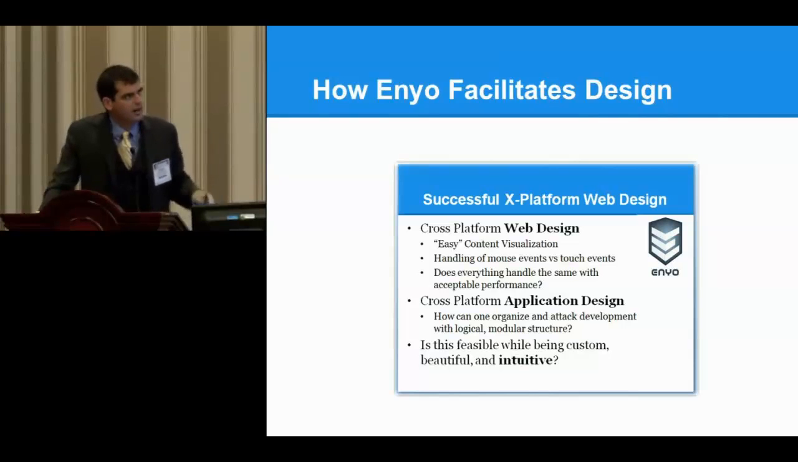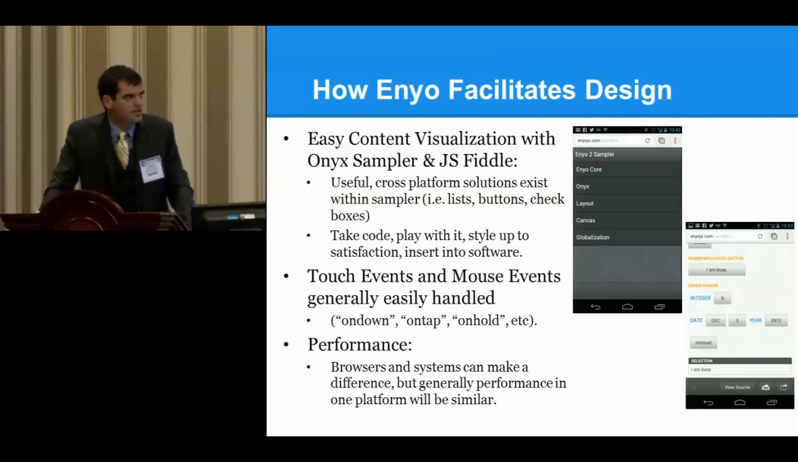And I want to go back and discuss why Enyo helps facilitate these designs. So if you remember this slide before, for content visualization, there's this great thing called the Onyx sampler. And I think Dave's going to discuss it in a few minutes. When I design something out on paper, then I just go to this website, enyojs.com/sampler, and I find the things that I'm looking for, and then I steal them.